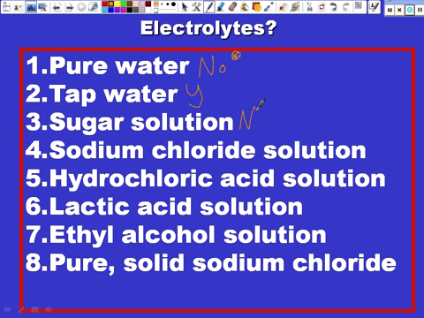Lactic acid. First of all, where do you get lactic acid? Your muscles from fatigue, right? Are all acids electrolytes? Yes. All acids and bases are electrolytes. The difference is is it strong or is it weak? So yes. Ethyl alcohol. No. Alcohols do not. Impure solid sodium chloride. No, it will not as well.